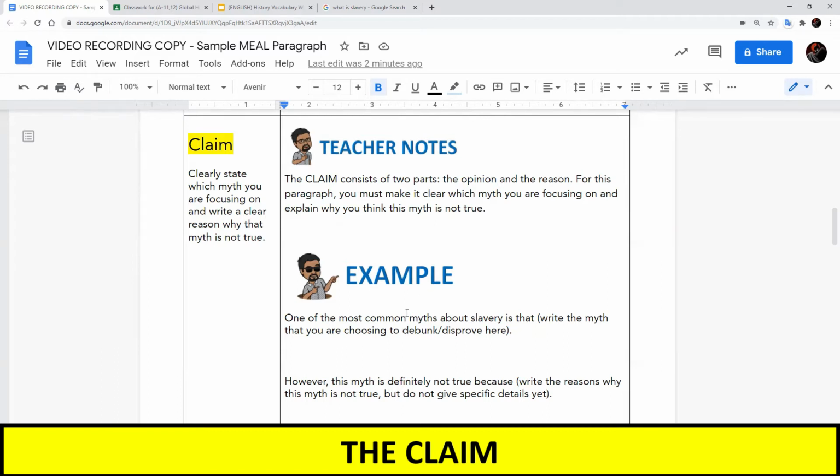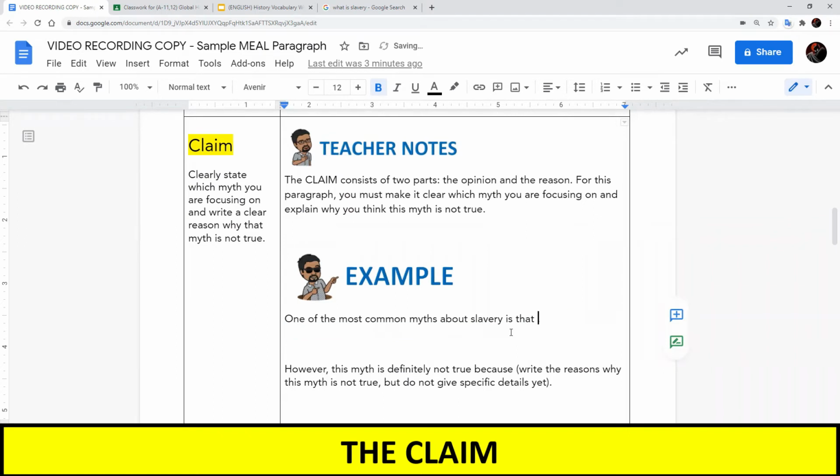All right, so as you can see here, this is exactly how it's on your meal paragraph document. The idea is for you to keep this first part. You do not delete it. It says, "One of the most common myths about slavery is that," and all it's asking you to do next is to write the myth that you are choosing to debunk or disprove and place it there. The easiest way to do this is to delete this part right there because those are just instructions. And all you have to do now is copy and paste the myth that you're focusing on and put it here.